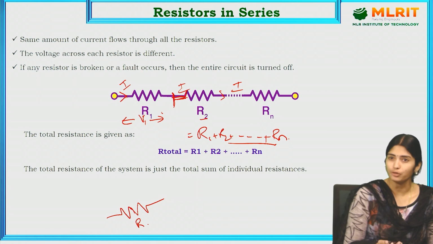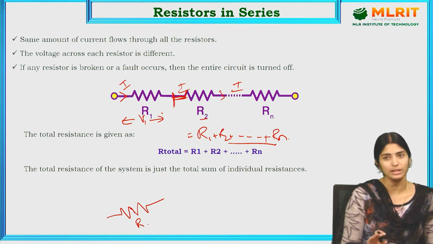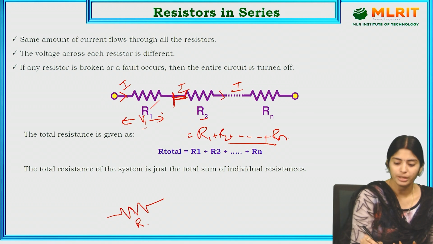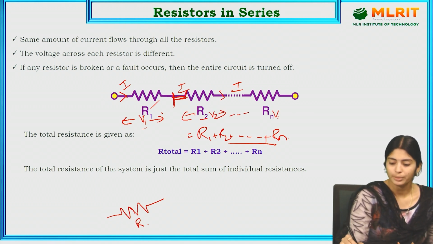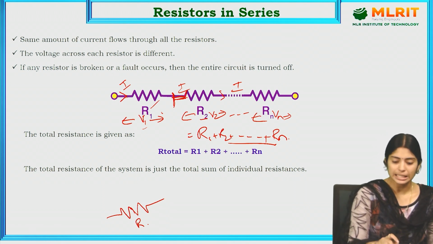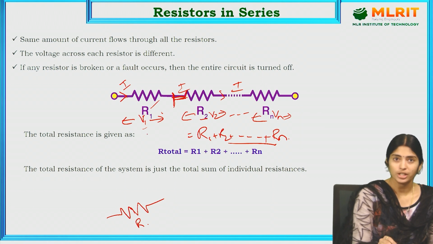The value of voltage is not equal for all the resistors. For R1 there will be a voltage drop of V1, for R2 a voltage drop of V2, and for Rn a voltage drop of Vn. So the voltage varies across each resistor. In the series connection, the voltage values will be different and the current value will be the same.